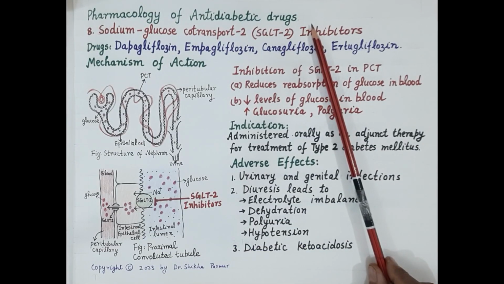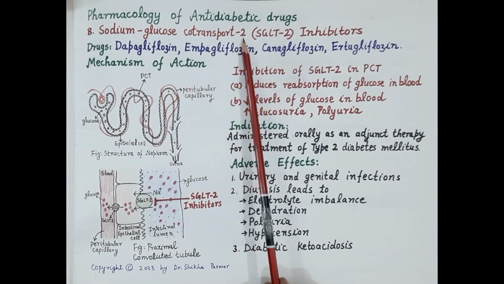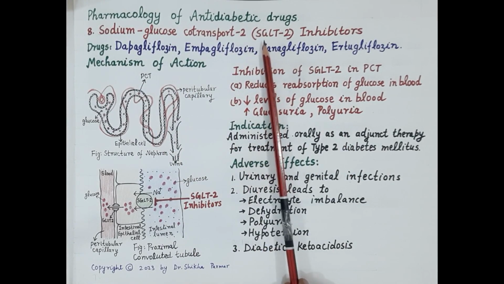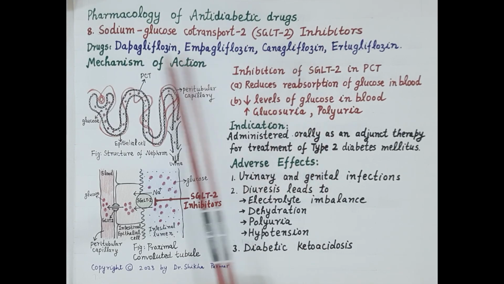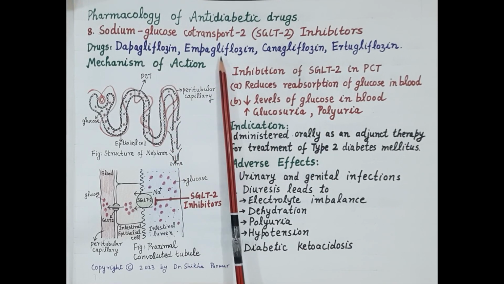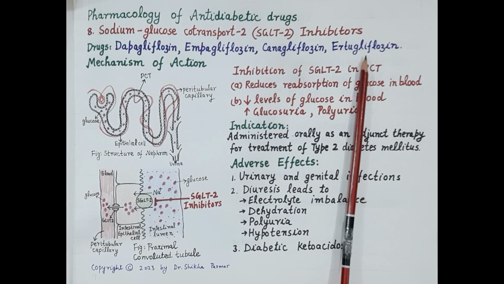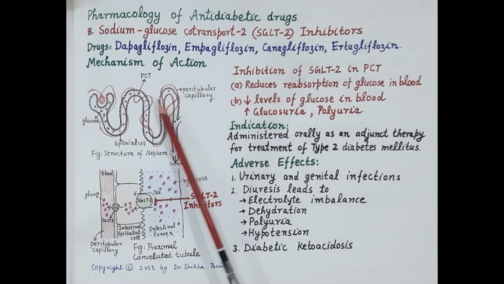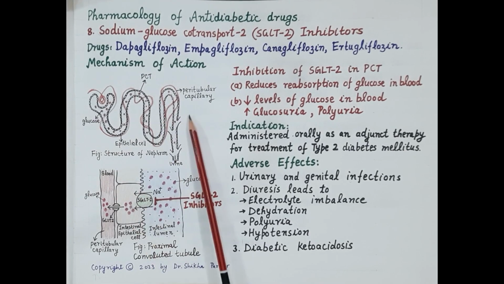Now, the next class of orally administered miscellaneous drugs is sodium glucose cotransport 2, that is SGLT2 inhibitors. The drugs in this class are dapagliflozin, empagliflozin, canagliflozin, ertugliflozin. Now, let's first discuss the mechanism of action of these drugs. These drugs act on the proximal convoluted tubule of the nephron of the kidney. So, look at this figure.